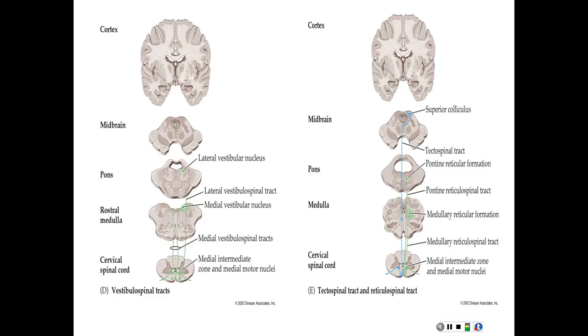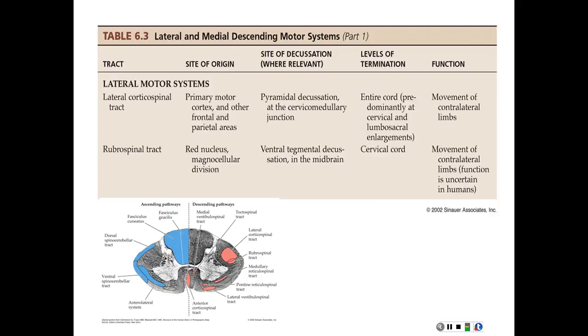These two helper pathways are really going to help again with the midline function. So what I really want you to do as some work tonight is really look at these charts because it's got everything there. There are 5 things that are absolutely important to know: the name of the tract, the site of origin, site of decussation, level of termination, function. Rubrospinal, don't worry about it, especially when it ends on this note, uncertain in humans. That cannot be very good.